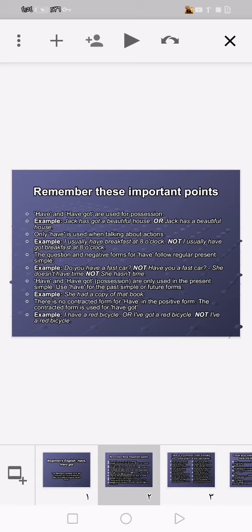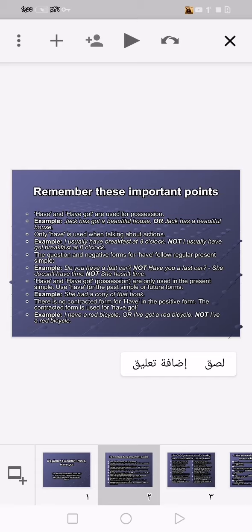Have and have got for possession are only used in the present simple. Use had for the past simple or future form. She had. طبعا يقول لك have و have got إذا زمن الجملة كان present simple مضارع بسيط عادي. أما إذا كان past simple فشنو راح تتغير طلاب؟ تتغير إلى had. فتصير الجملة She had a copy of that book.